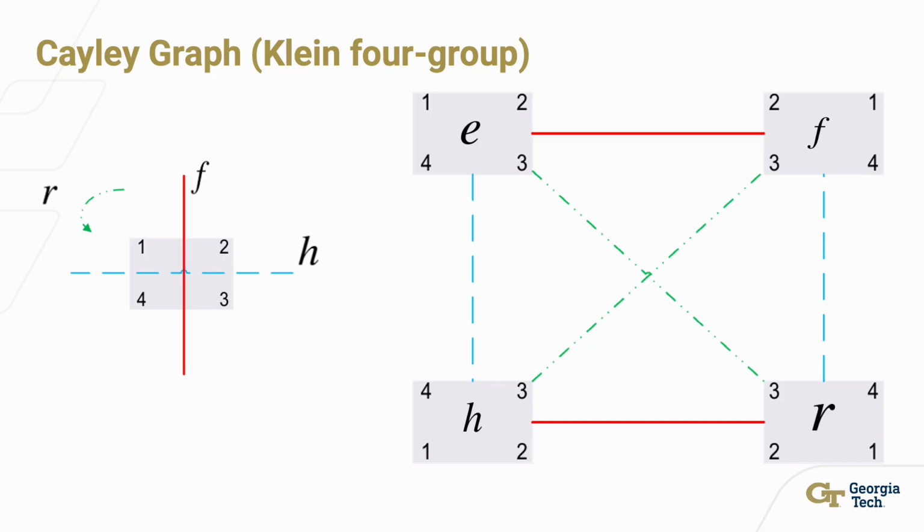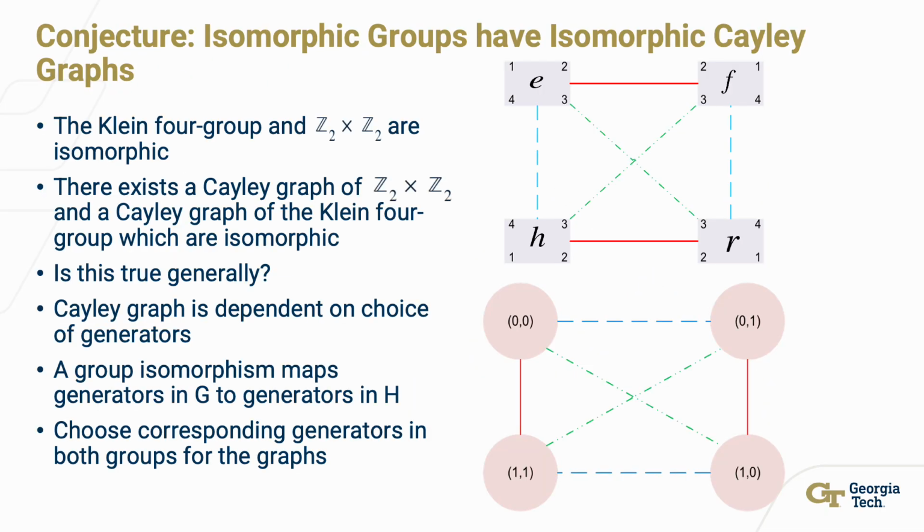Another example is the Klein-4 group, which represents the symmetries of a rectangle, and it has a very similar looking Cayley graph. This is no coincidence, actually. We conjecture that isomorphic groups will have isomorphic Cayley graphs. So we know that the Klein-4 group and Z2 cross Z2 are group isomorphic.